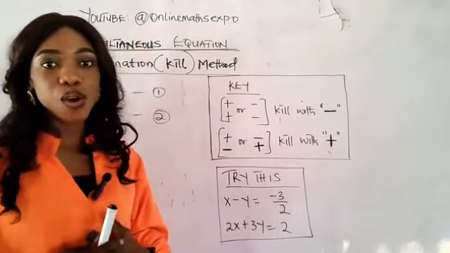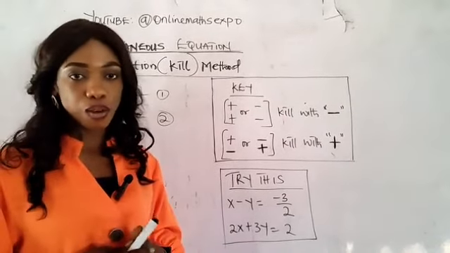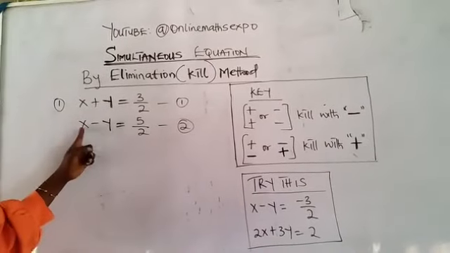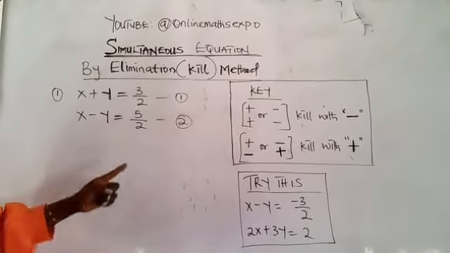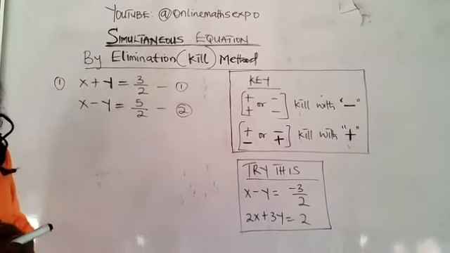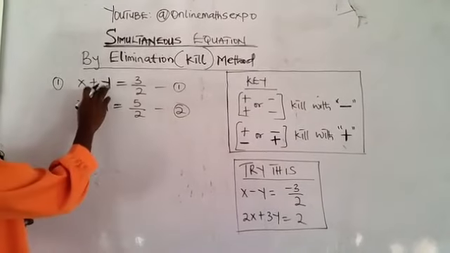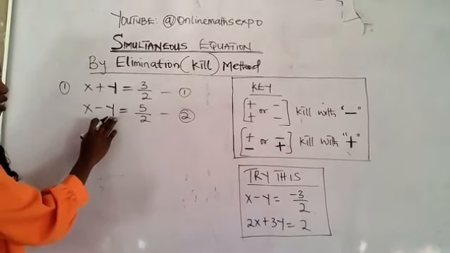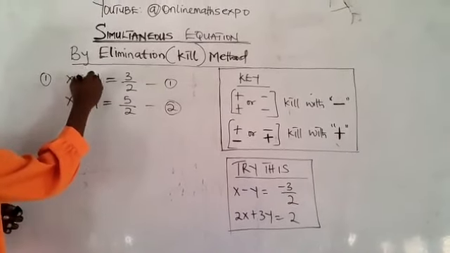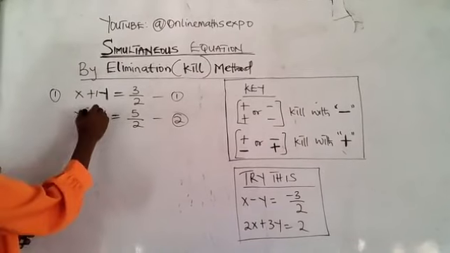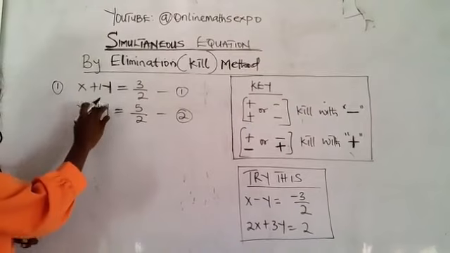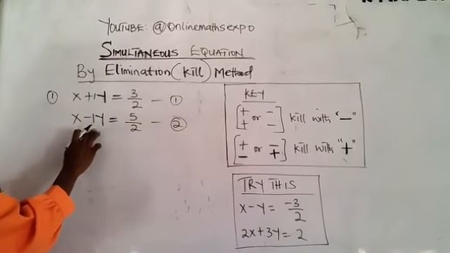Now that we have understood all this, let's go into our solving proper. We are given x plus y is equal to 3 over 2 and x minus y is equal to 5 over 2. We can choose to kill x to find y or kill y to find x. Let's decide to kill y. We'll consider the coefficients. For this y here, the coefficient is plus 1, and for this y here, the coefficient is minus 1. So if they are sharing the same coefficients, irrespective of the signs, we can kill.